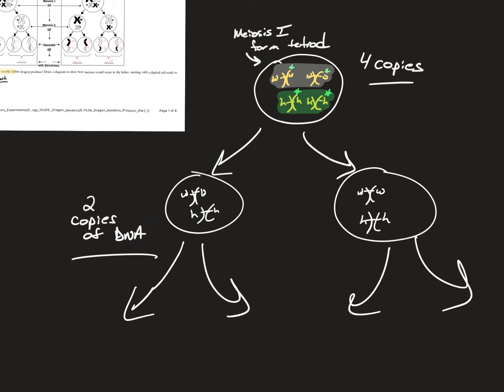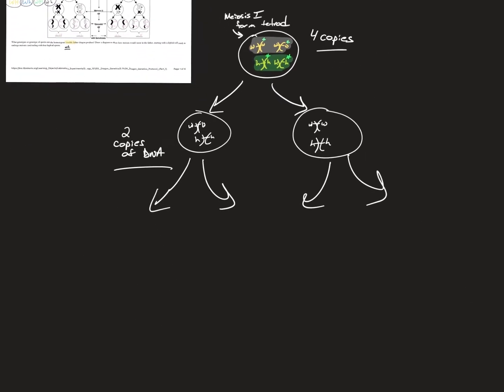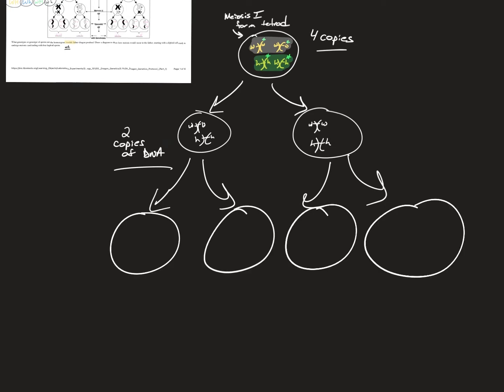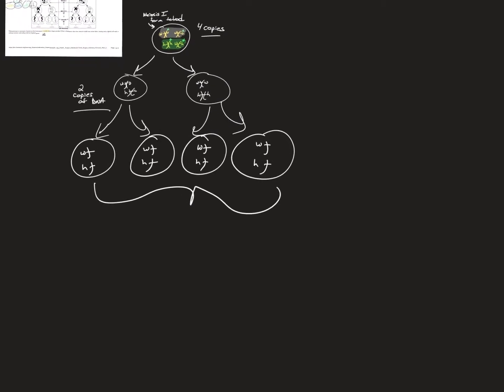And what are you going to get in each of these? You're going to get one little W, one little H, one little W, one little H. Same thing. That's right. And so all of these only have one type of gene, and one genotype.